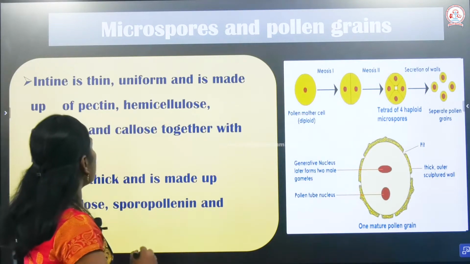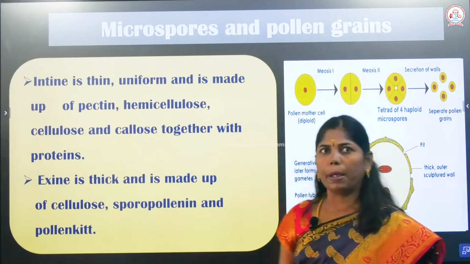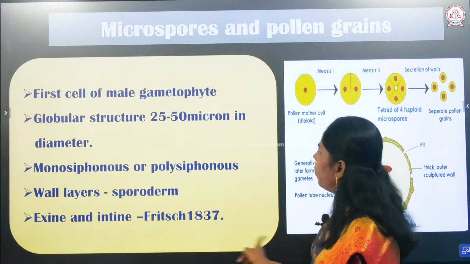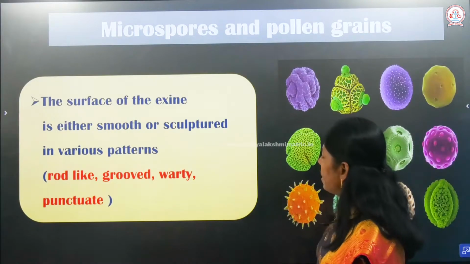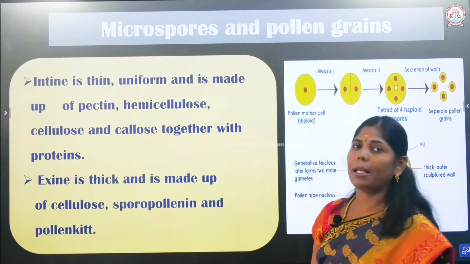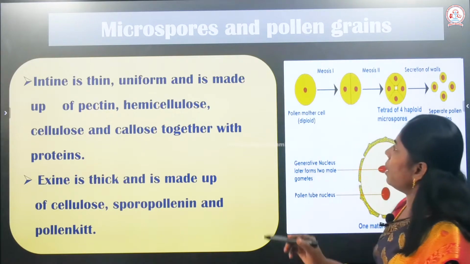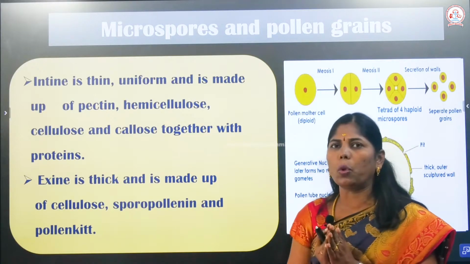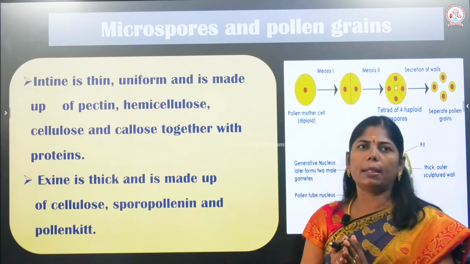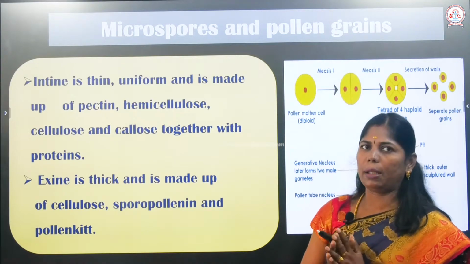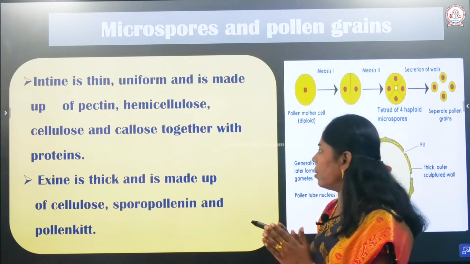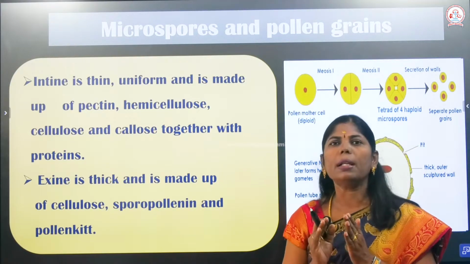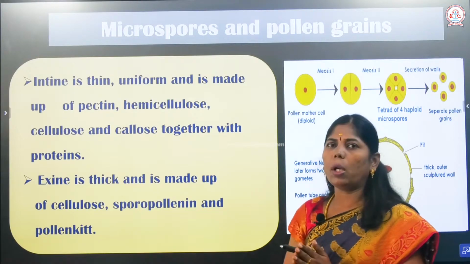The intine is thin and uniform, and it is made up of pectin, cellulose, hemicellulose and callose, which are cell wall materials, together with proteins. But what about the exine layer? It is very thick and made up of cellulose, sporopollenin and pollen kit. Those are the exine cell wall materials.